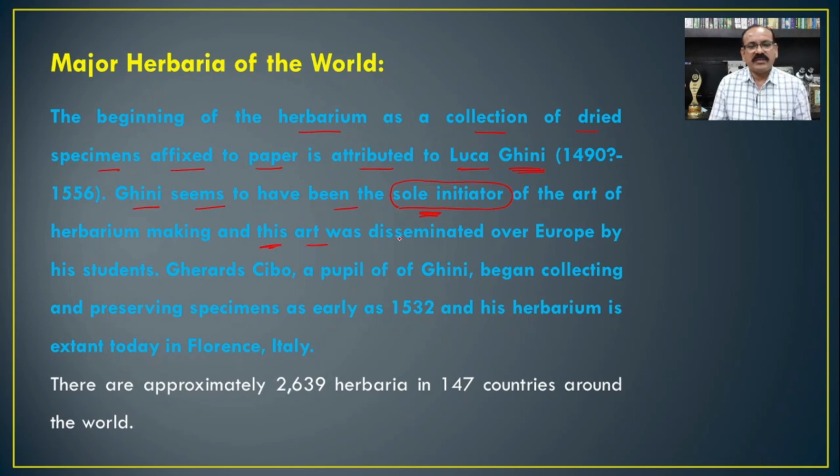This art was disseminated over Europe by his student Gerard Cibo, a student of Ghini, who began collecting and preserving specimens as early as 1532, even before the work of Cornelius. And his herbarium is extant today in Florence, Italy. And hence this herbarium is known as the first herbarium of the world.